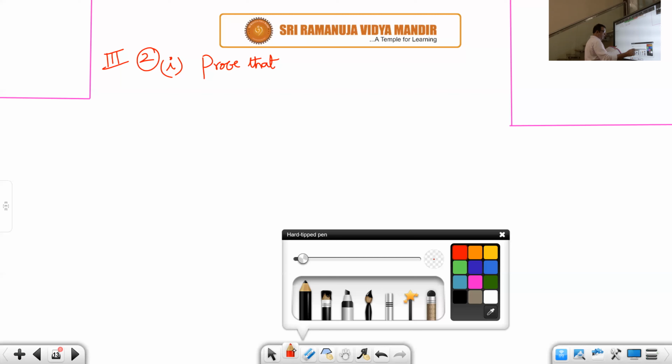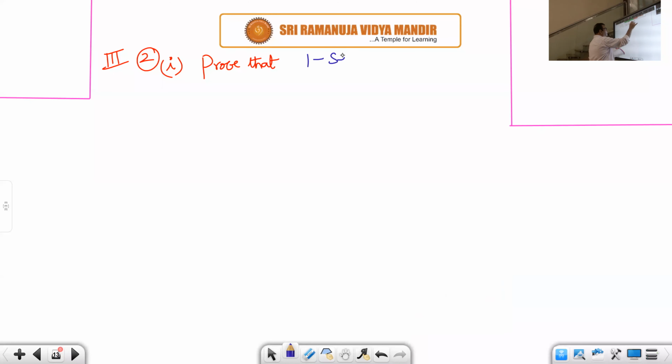I'll use blue color now. (1 − sec 8α)/(1 − sec 4α) is equal to tan 8α/tan 2α. So this is what we have to prove.